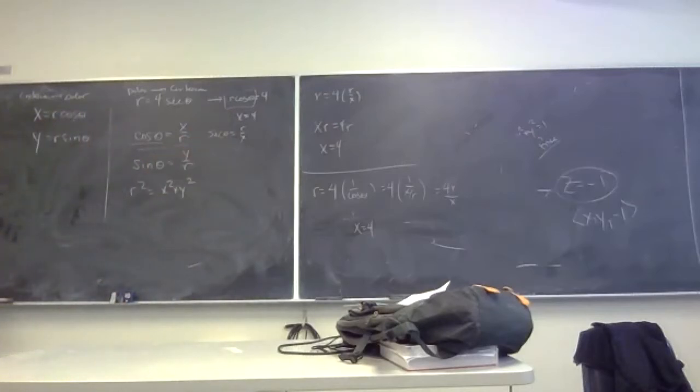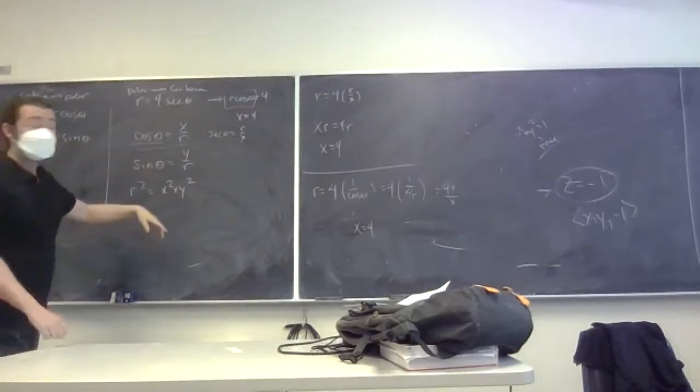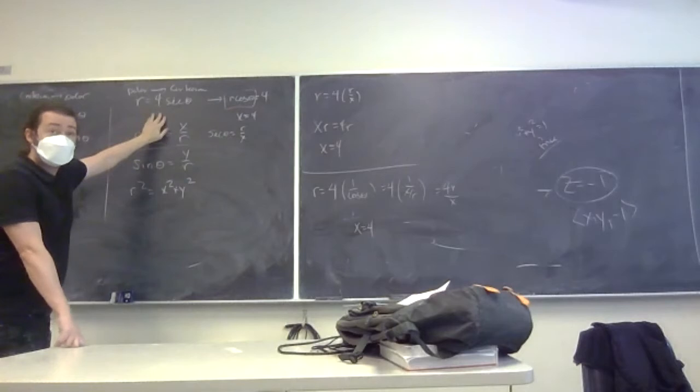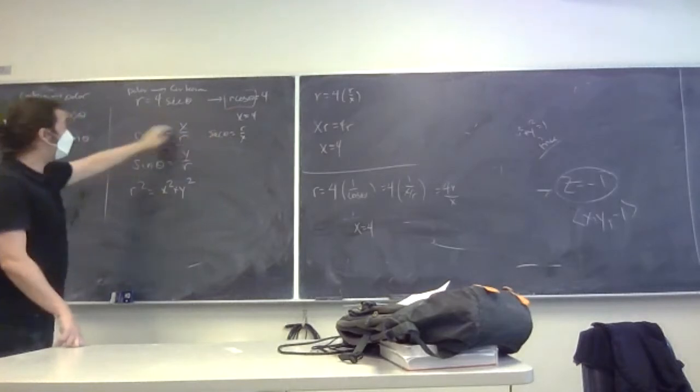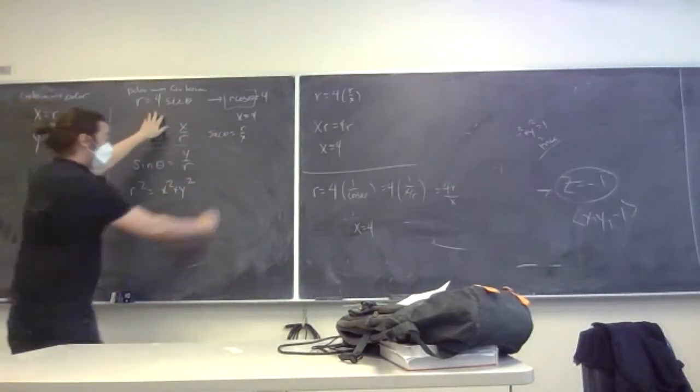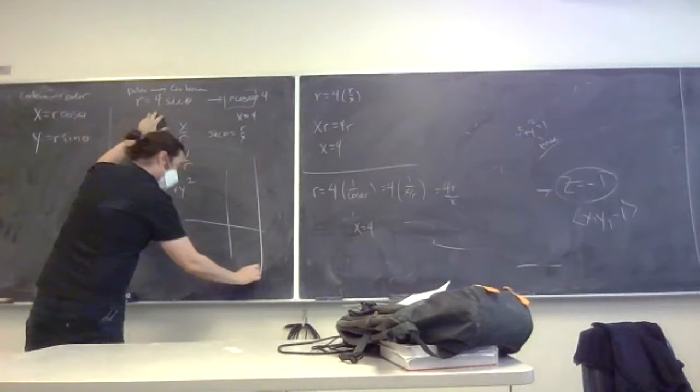How do you find y? There is no y. What sort of equation is that? Weird as this seems, this is the equation of the vertical line that goes through x equal to 4. If you plotted this in polar coordinates, you're going to get something that looks like this.